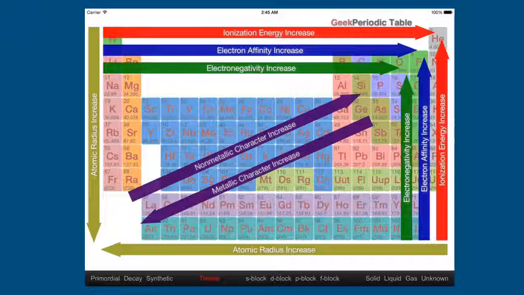When we're talking about periodic trends, though, what we mean are the ways that characteristics change on the periodic table. So here are a few that we will be looking at today: the ionization energy, the electron affinity, the electronegativity, and the atomic radius.